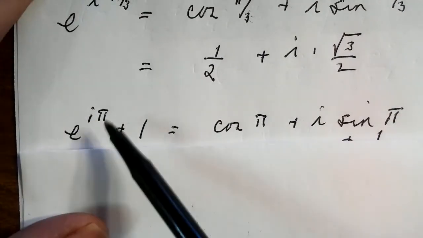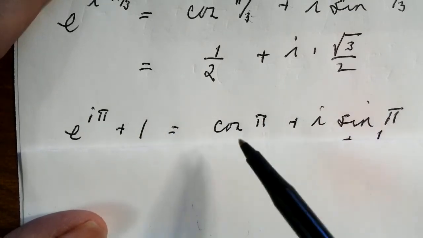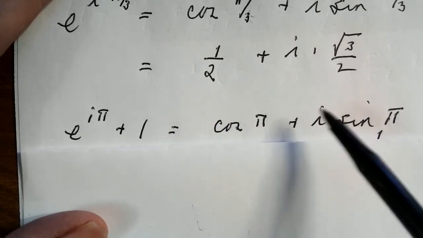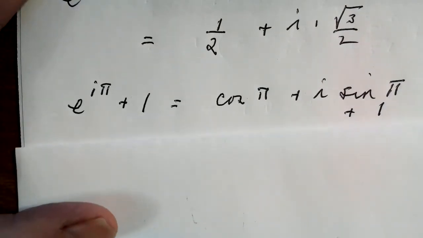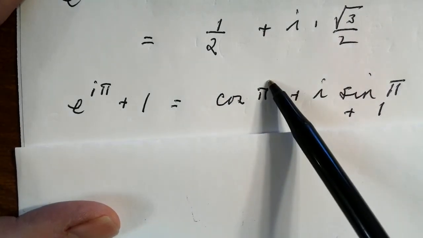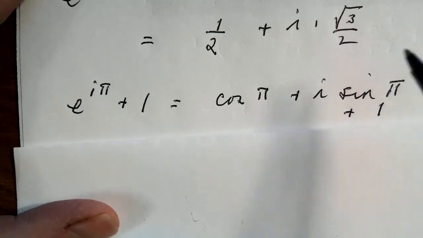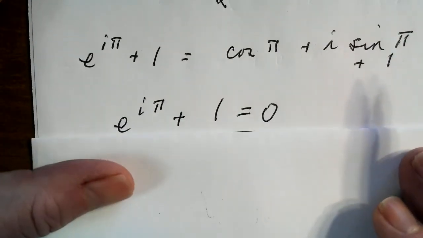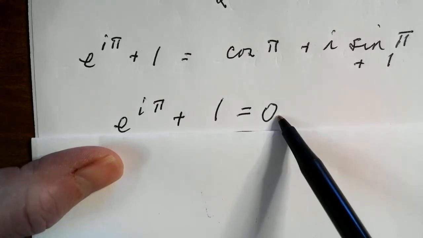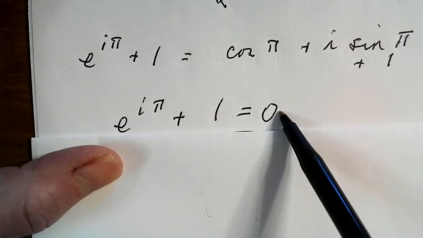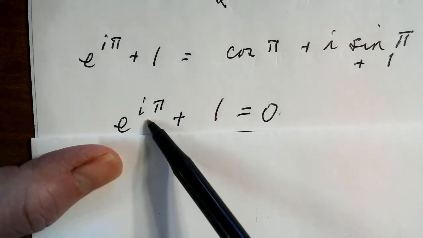Let's take a look at e to the i pi plus 1. Let's simplify this expression. By Euler's formula, we'd have cosine pi plus i times the sine of pi. That's this part. And let's add that 1 on. The cosine of pi is -1. So that's going to cancel with this one. And the sine of pi is equal to 0. So what I'm left with is this amazing formula, e to the i pi plus 1 equals 0. It's a formula that combines 5 very important quantities: 0, 1, pi, i, and e.